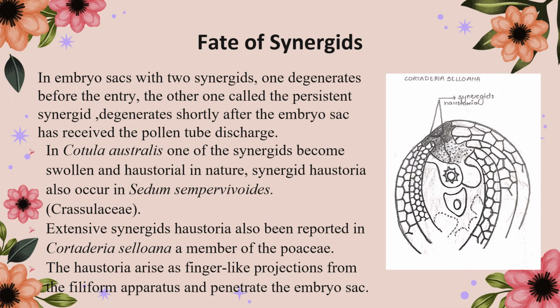Now let us talk about how the synergids behave, or what is the fate of the synergids. In embryo sacs with 2 synergids, one degenerates before the entry of the pollen tube, and the other one, called the persistent synergid, degenerates shortly after the embryo sac has received the pollen tube discharge. In Cordula australis, one of the synergids becomes swollen and haustorial in nature. Synergid haustoria have also been recorded in Sedum and Chordateria, a member of Poaceae. The haustoria arise as finger-like projections from the filiform apparatus and penetrate the embryo sac.